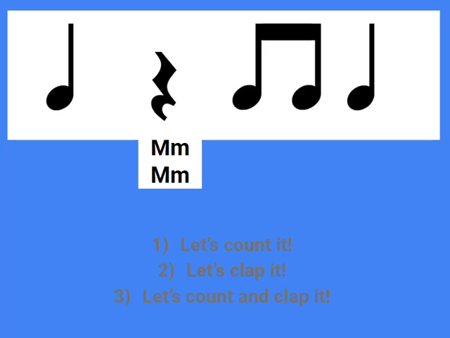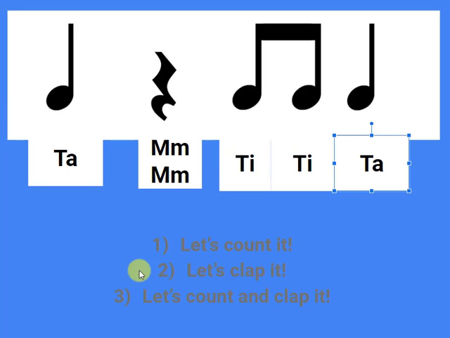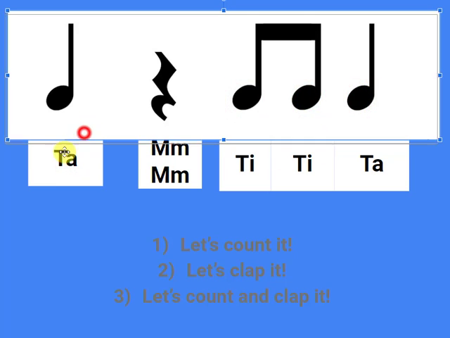All right, well, I hope you said ta, ti, ti, ta. Let's count it together. Down, up, together. Here we go. Ta, ti, ti, ta. Very good. Your turn by yourself. Ready, set, and here you go. Very good. So let's take these away.